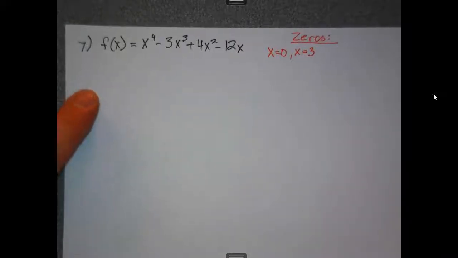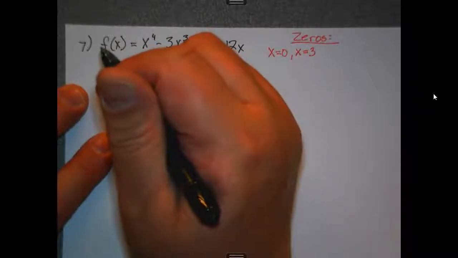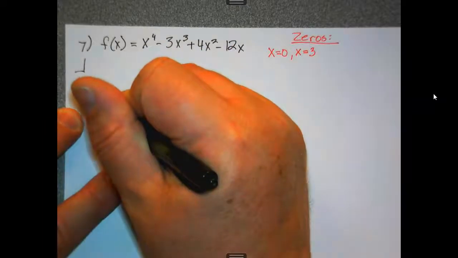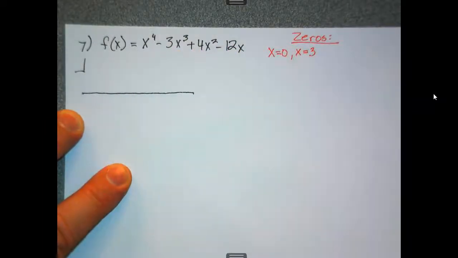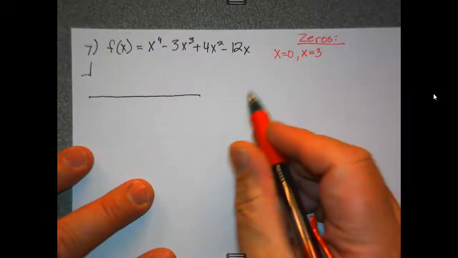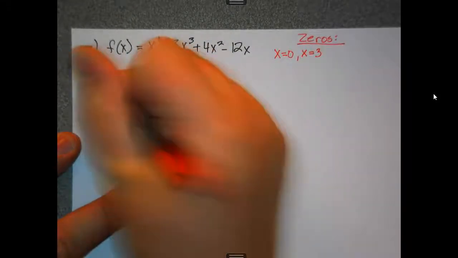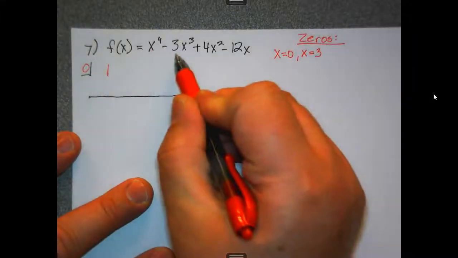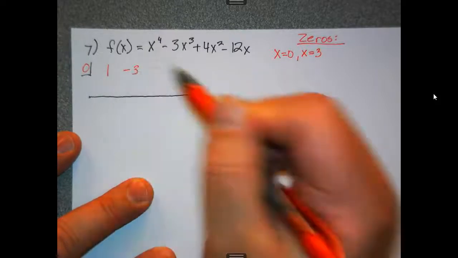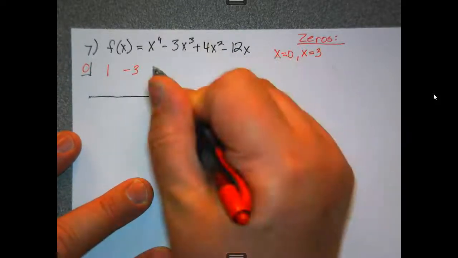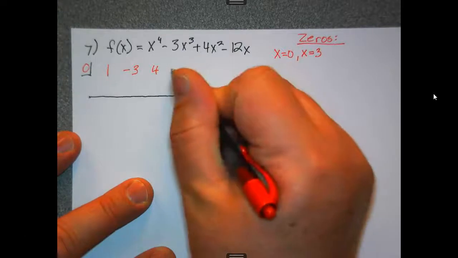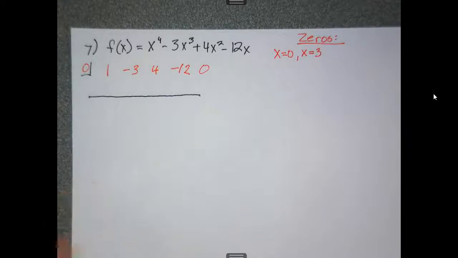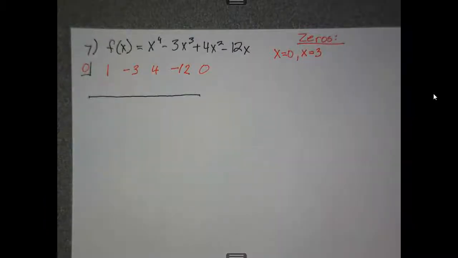All right, so I'm going to synthetically divide. I'm going to use the first 0. My coefficients, 1, -3, +4, -12. Hey, what's my constant? That's right, 0. Okay, bring down.